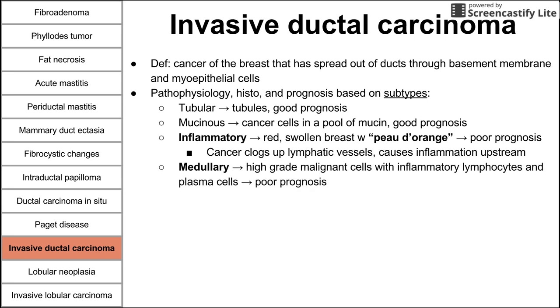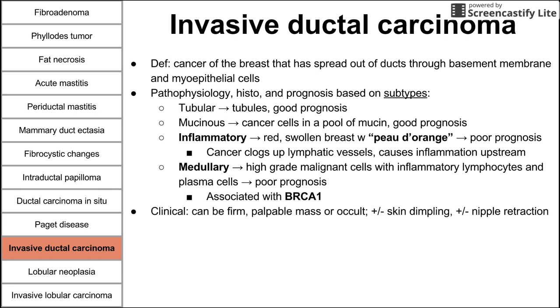There's a medullary subtype in which high-grade malignant cells with inflammatory lymphocytes and plasma cells can be seen on histology. This also has a poor prognosis. And this is the one that's usually associated with the BRCA1 gene.